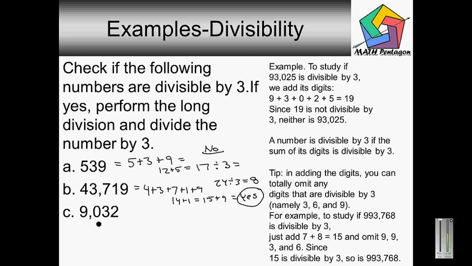Okay, so let's see. We have 9,032. Now there's a tip. In adding the digits, we can totally omit any digits that are divisible by 3, namely 3, 6, and 9. So we could get rid of the 3 and the 9. So we now just add 2 plus 0, which is equal to 2. Is that divisible by 3? No. So 9,032 is not divisible by 3, so the answer is no.